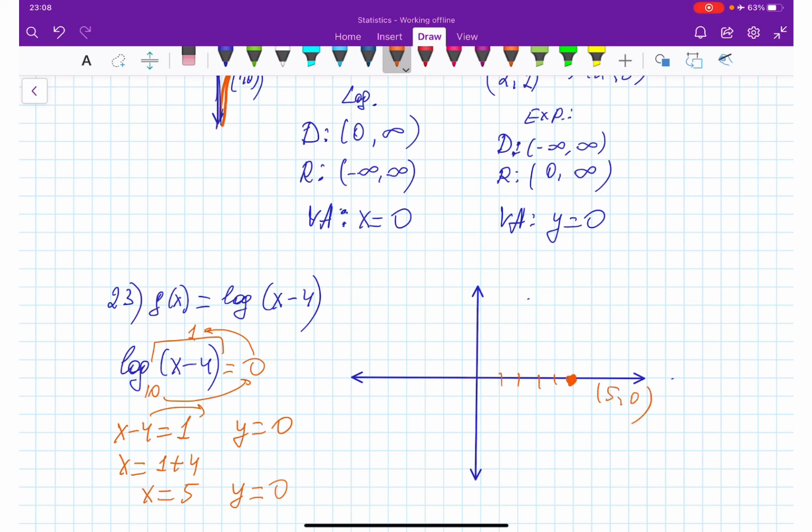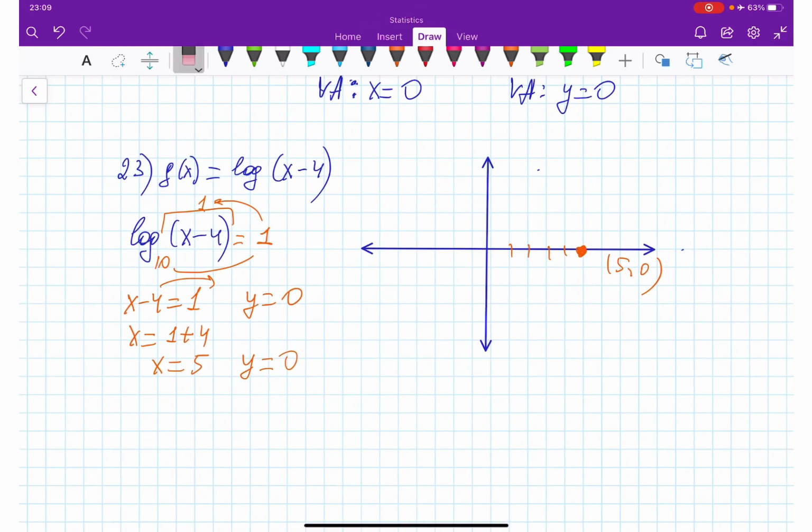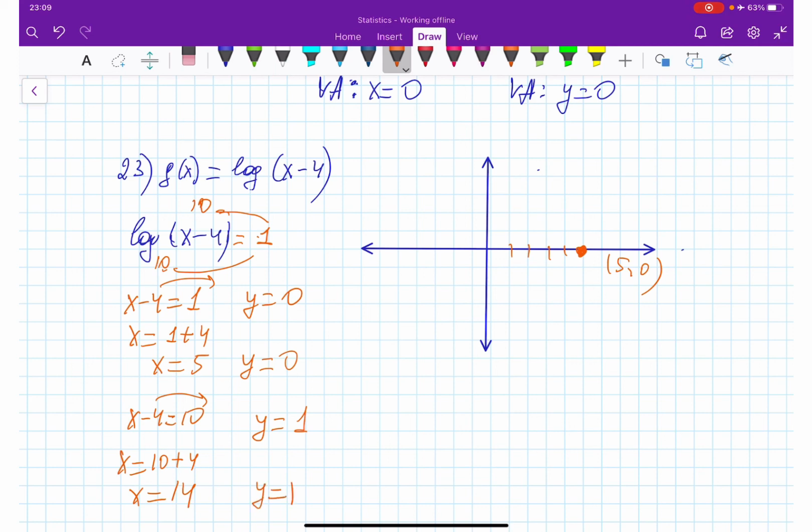This is 5 and 0. The other one I like to take is 1. If this is 1, then x minus 4 is going to be equal to 10, because 10 to the power 1 is 10, which means x minus 4 is equal to 10, and y is equal to 1. So when x minus 4 is equal to 10, x is equal to, moving the negative 4 over, 10 plus 4, and x is equal to 14, and y is equal to 1. So let me see how far I can go for 14.